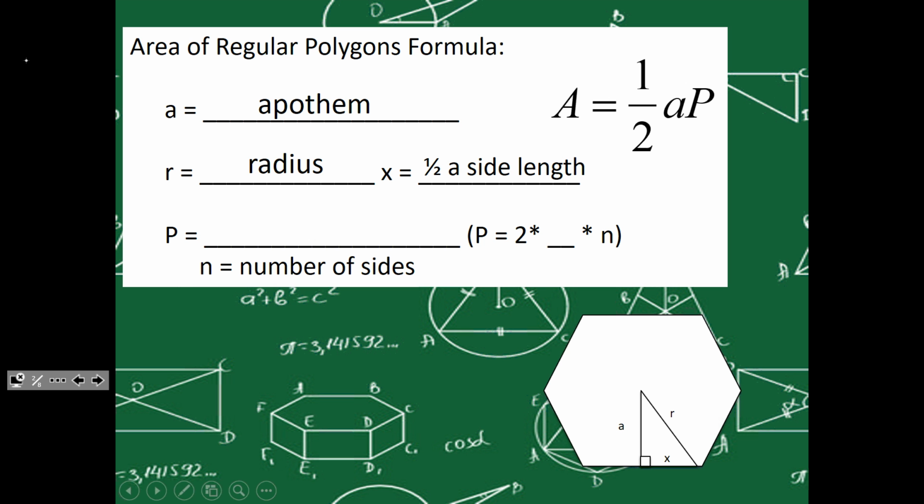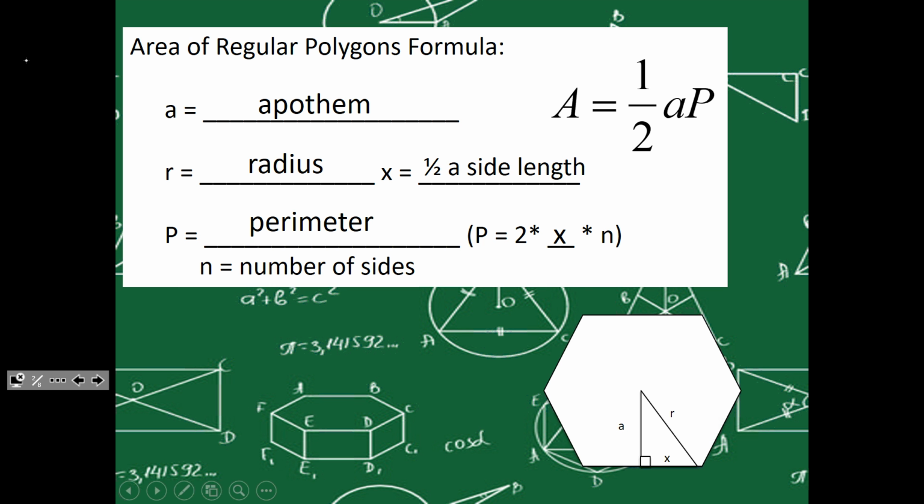Okay, but we do use X to help us find the perimeter, which is what P stands for, right? How do we use X to help us find the perimeter? What do we have to do? Right. Double it, so multiply X by 2. That's what goes in that blank there. And then you multiply it by however many sides your figure has. Very good.